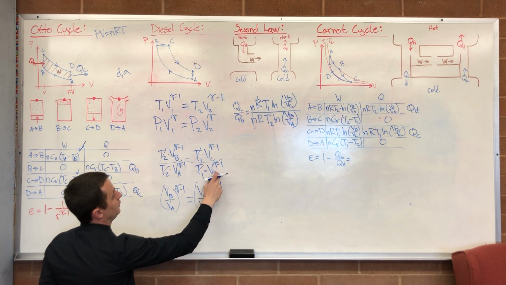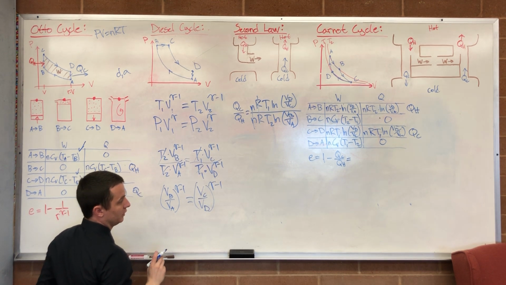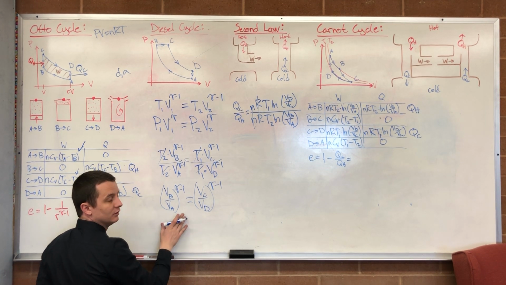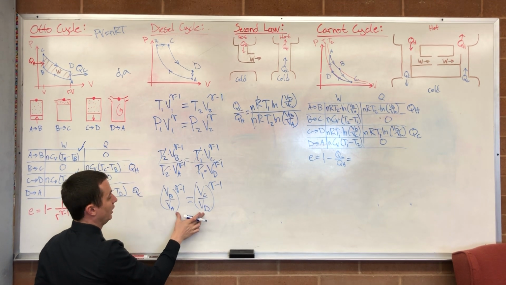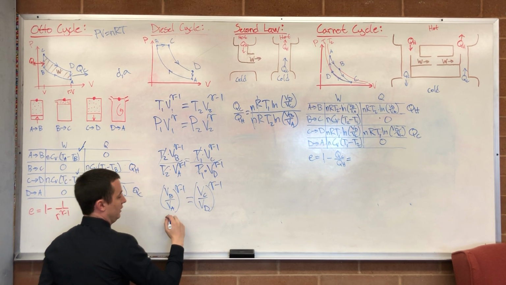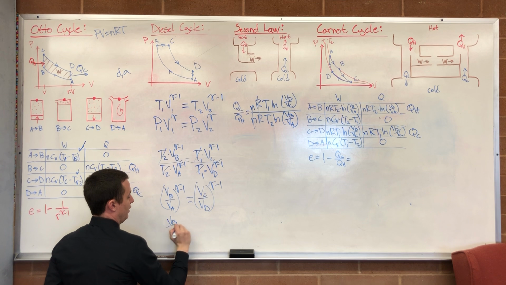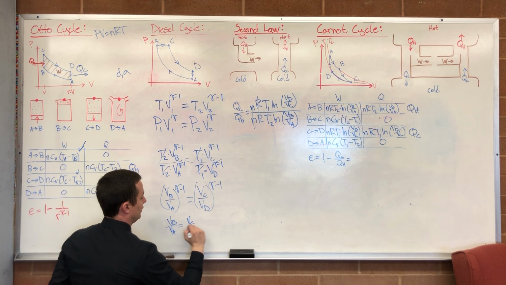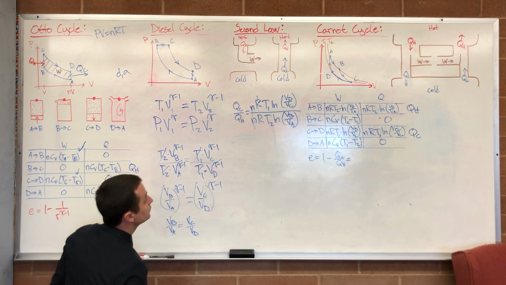Oh no, you have that right. VC over VD, but to the gamma minus 1. Over there, your top one is VD over VC, but your bottom one's VB over VA. Does that have to do with that? We'll get there. Alright, so now we can cancel those out, and so notice that VB over VA is equal to VC over VD.